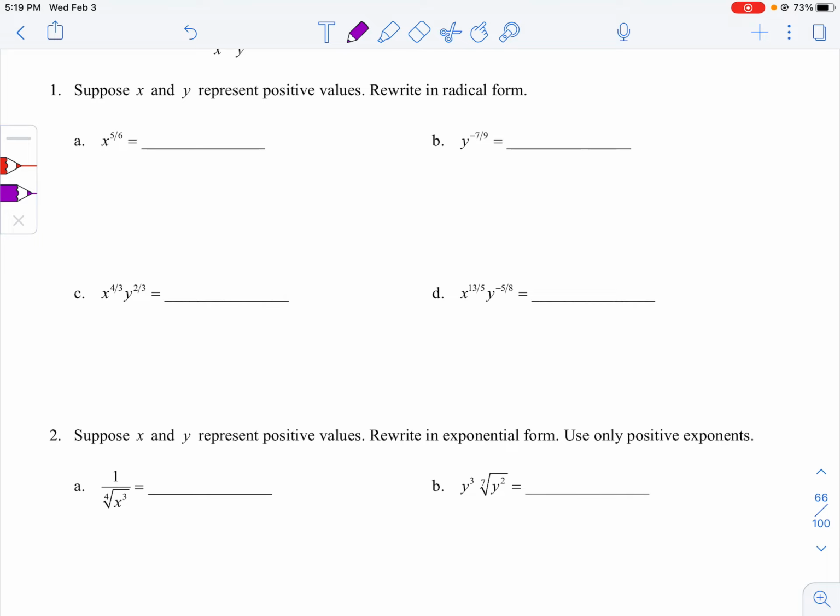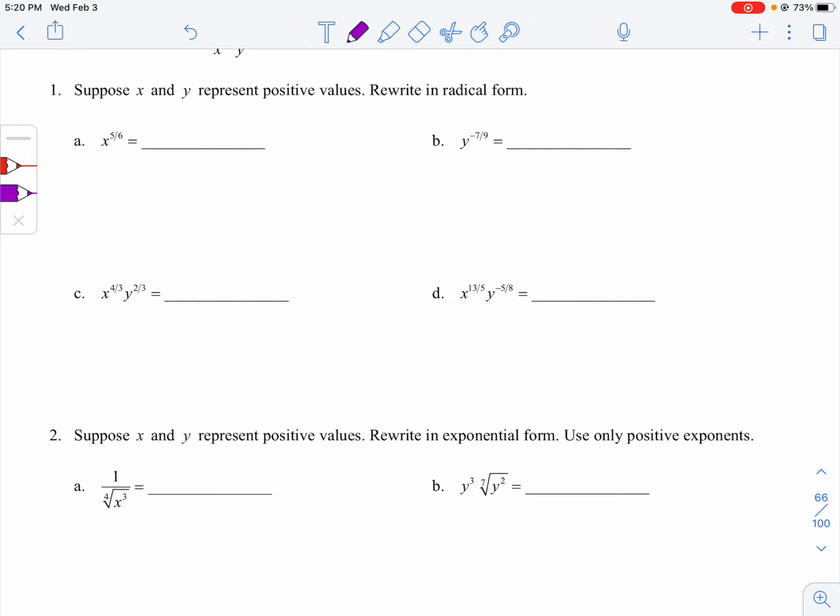Okay, let us practice, and that is for number 1. Suppose x and y represent positive values, rewrite in radical form. When we say radical form, we usually think of the square root, right? But we're not only dealing with square root, we're dealing with cube root, fifth root, sixth root, all of those bigger roots. So we just, in general, call it radical form.